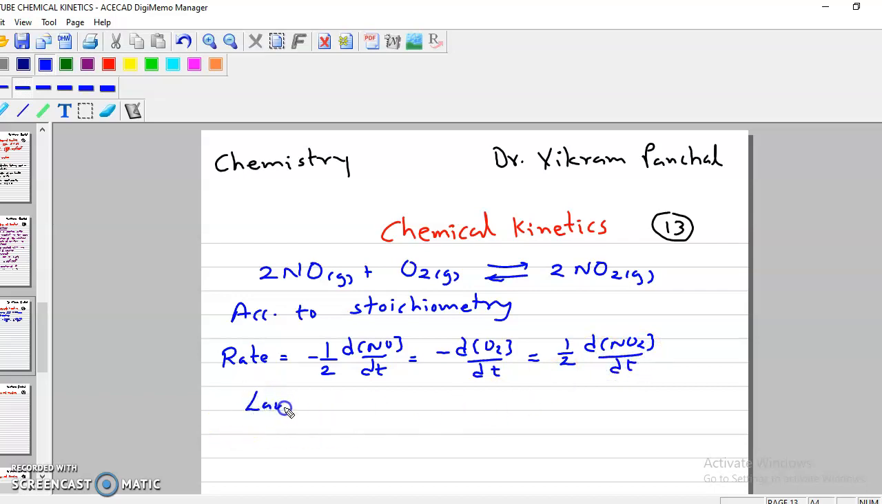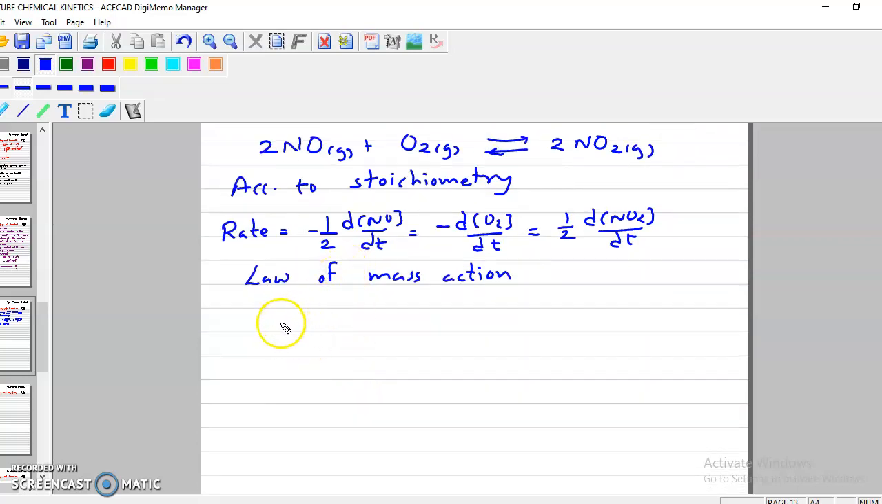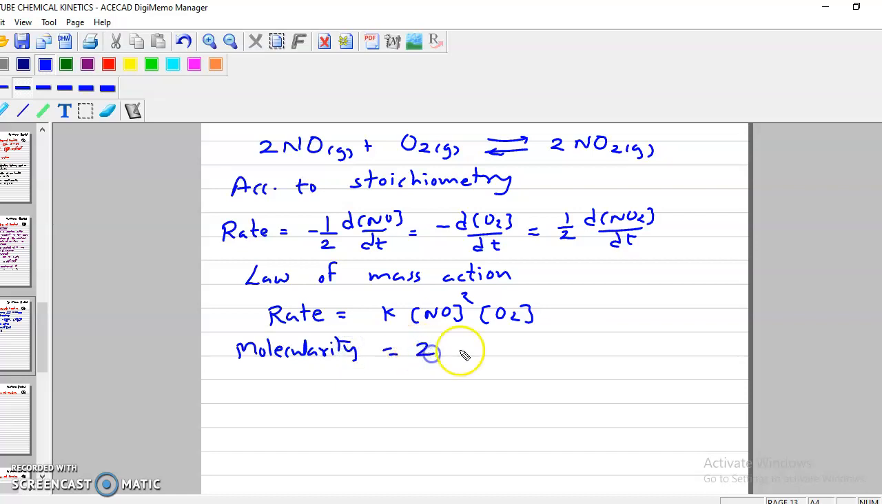According to the law of mass action, for the same reaction, we will write rate is equal to K [NO] raised to 2 and oxygen concentration. Now for this reaction, what is molecularity? So molecularity will be 2 moles of nitric oxide plus 1 mole of oxygen, which is equal to 3. So the molecularity of this reaction is 3.